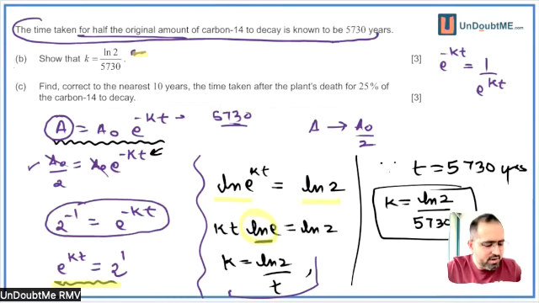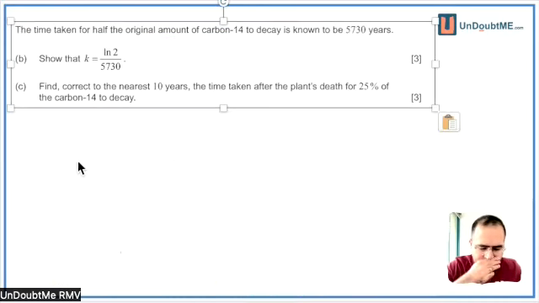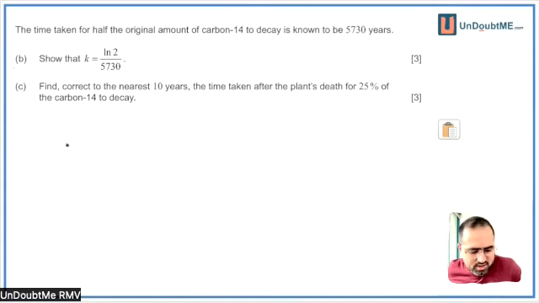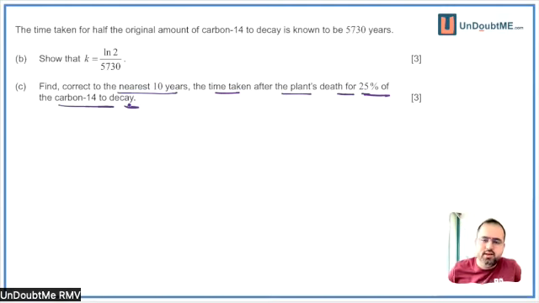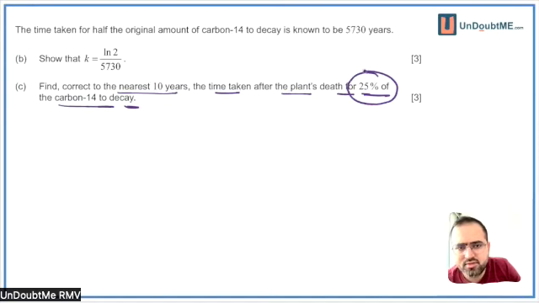The second part is related to this only, in that we don't have to do anything extra. Find, correct to the nearest 10 years, the time taken after the plant's death for 25% of the carbon to decay. Now, to interpret this properly will be challenging. Over here, many students will make a mistake. Time taken after plant death for 25% of the carbon to decay. So if 25% has decayed, how much is left? 75% will be left. Can I say that?